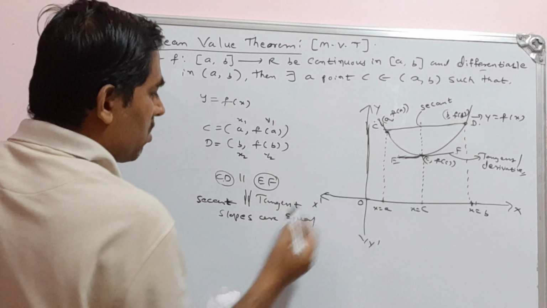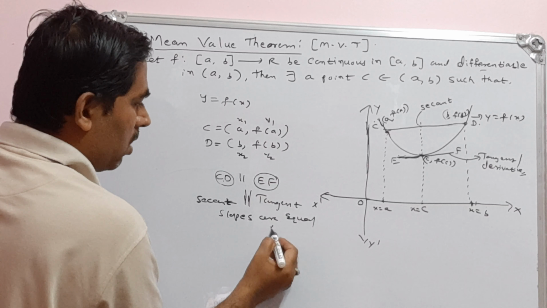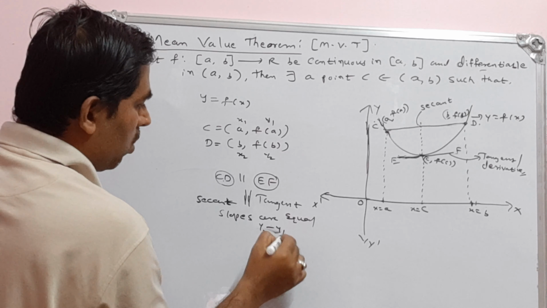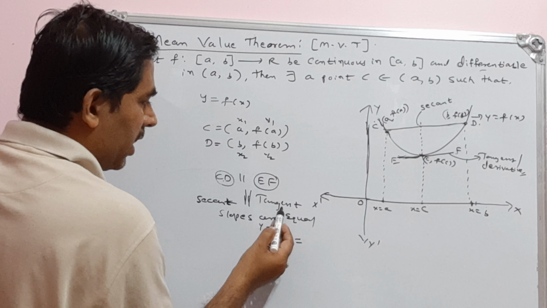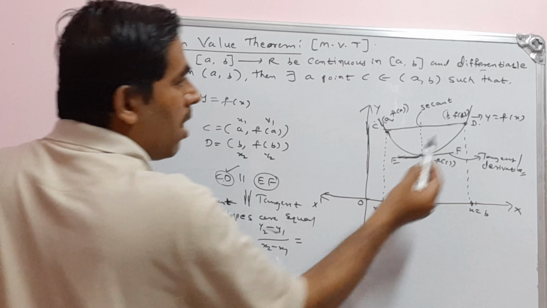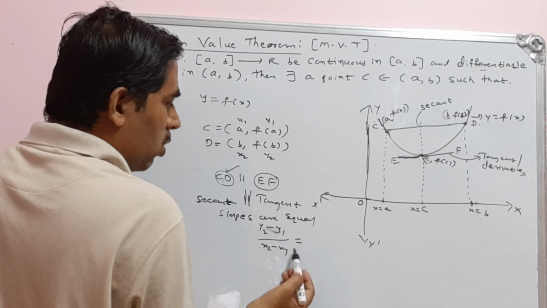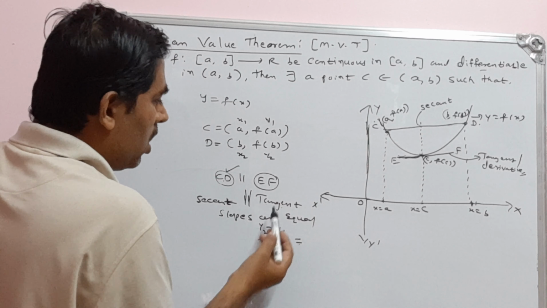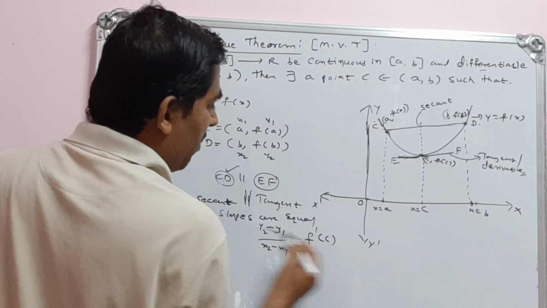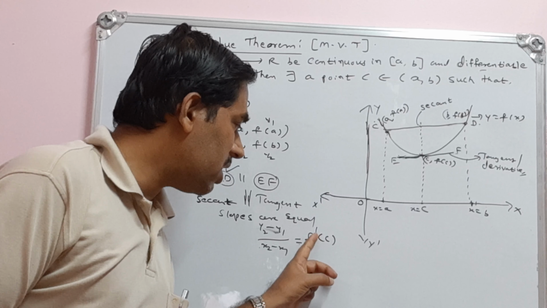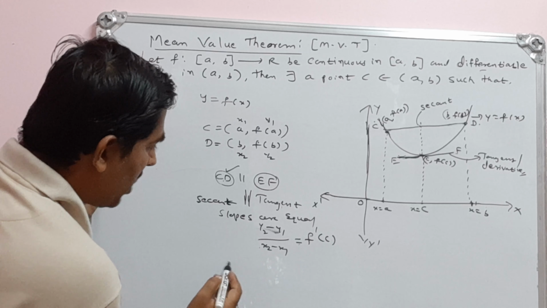The slope of the line, the formula we know, is y2 minus y1 divided by x2 minus x1. So the slope of the secant is equal to the slope of the tangent. The slope of the secant is y2 minus y1 divided by x2 minus x1. Then slopes are equal, that's why I have written the equal sign. Then the slope of the tangent at this point, by Rolle's theorem, is f dash c. You know this. The slope of the tangent, the derivative at the point, is nothing but f dash c.